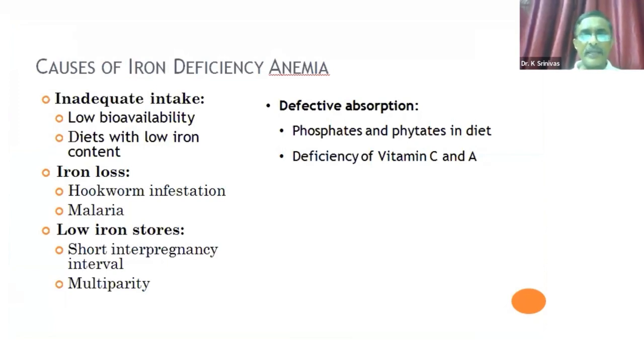And short interpregnancy interval and multiparous nature of our women also makes them more prone for anemia. So these are the usual causes. When we take the history, it's very important to obtain what is the diet that they are taking and what is the exact share that the woman gets. Though they may be cooking daily non-vegetarian food, but just ask that lady whether she is able to take some amount of that non-vegetarian food.